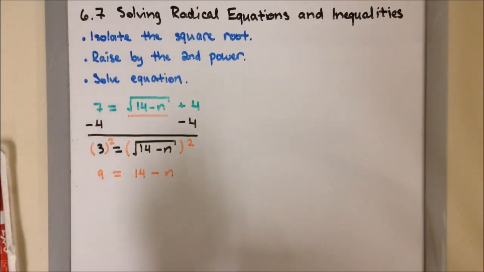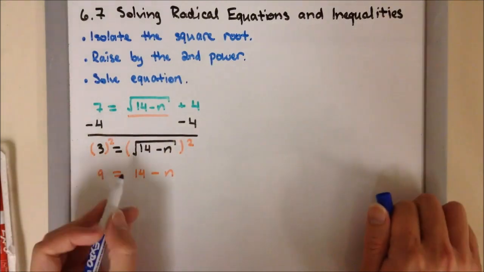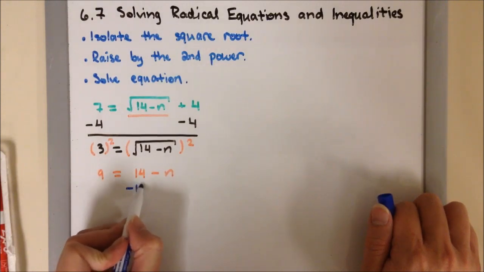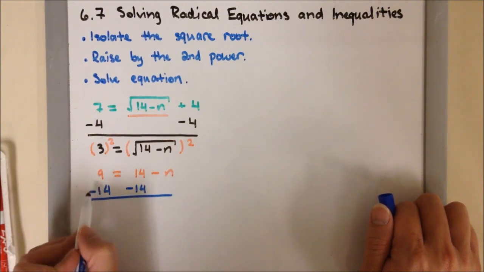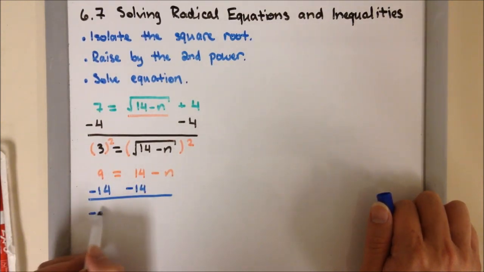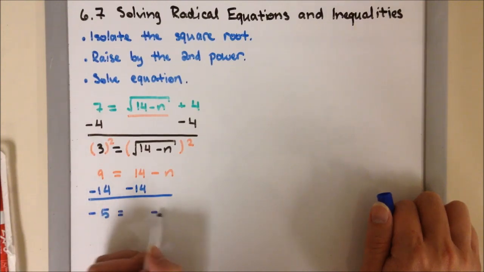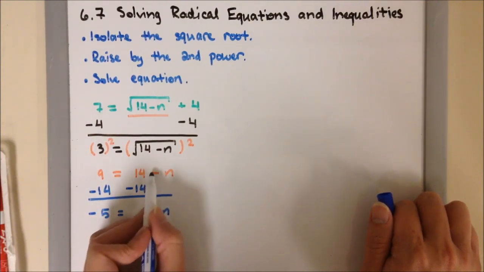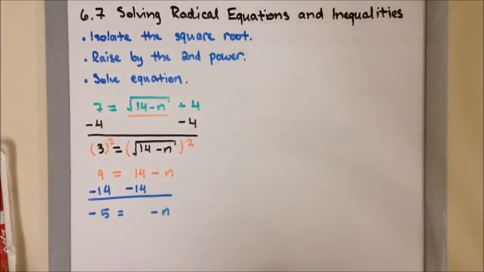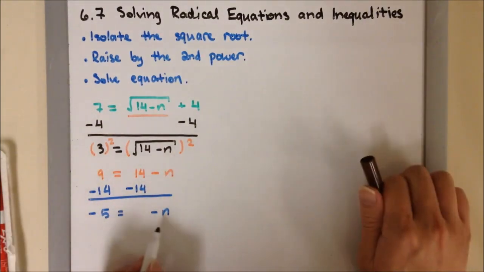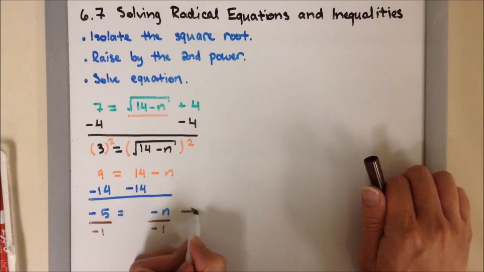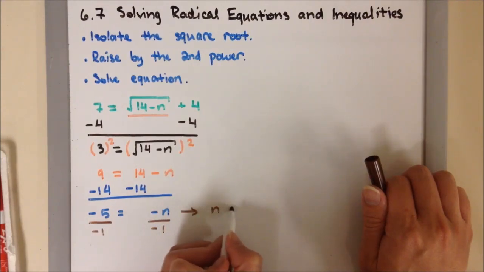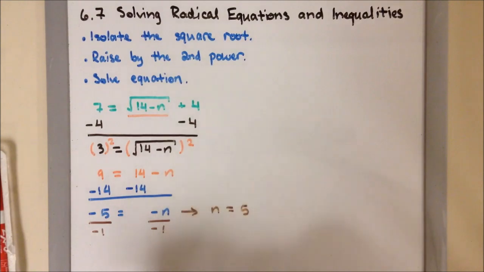After that, we're going to get negative n by itself. So I'm going to subtract 14 on both sides. 9 minus 14 is going to be negative 5, equal to negative n. Again, do not forget your negatives. Afterwards, to solve for n, I'm going to divide both sides by negative 1 because I want a positive n. Once I do that, I'm going to have positive n equals 5. And that would be my final answer.